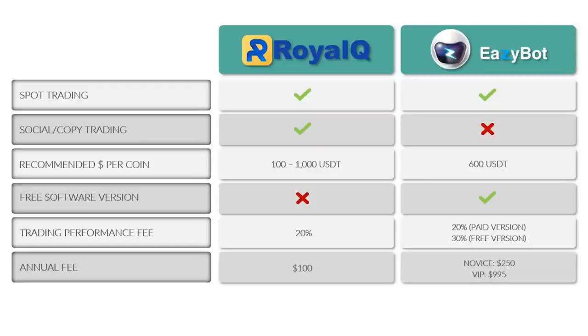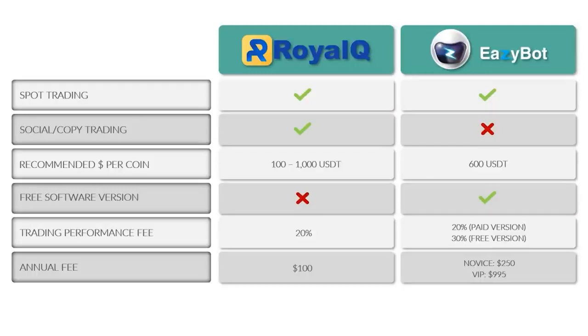$250 for novice, and for VIP it's $995. Obviously there's a discrepancy there between the price of Royal Q and EazyBot. However, a person can get started for free and always use their trading profits to upgrade if that price point is a concern for them.